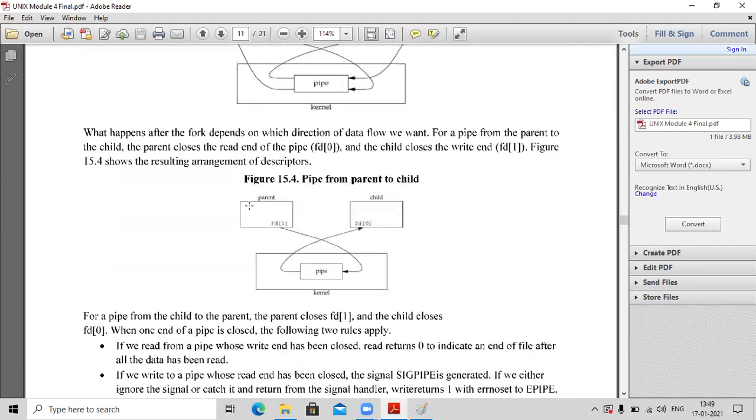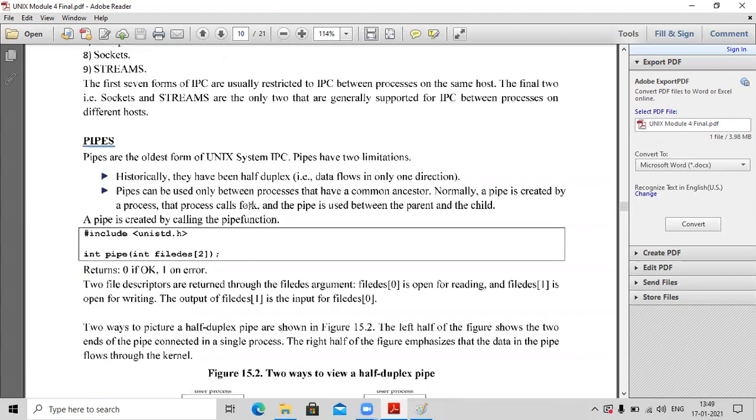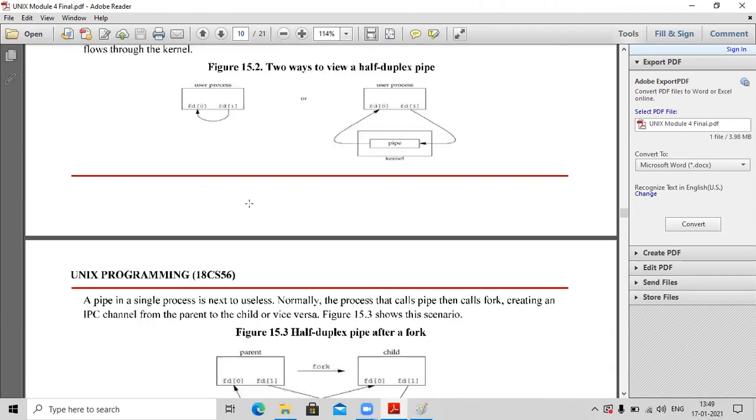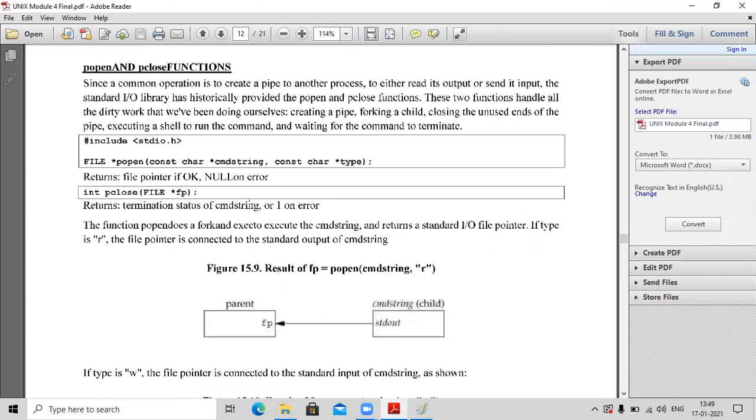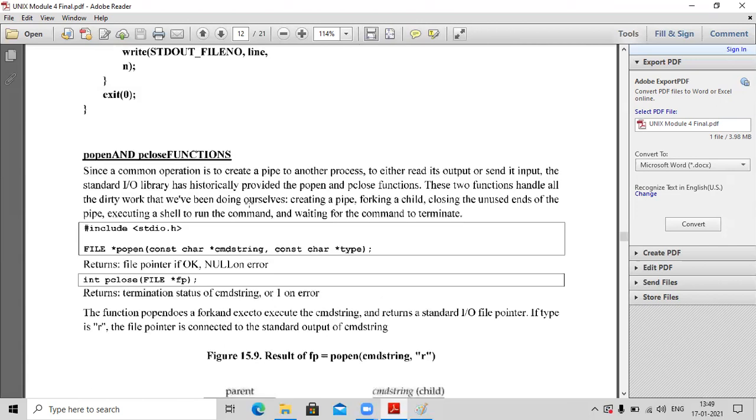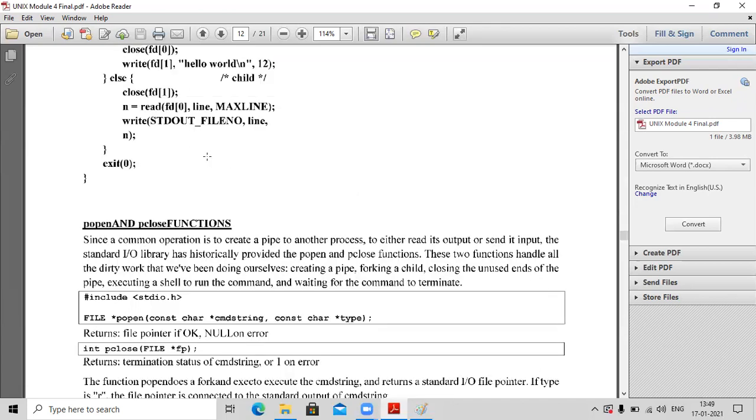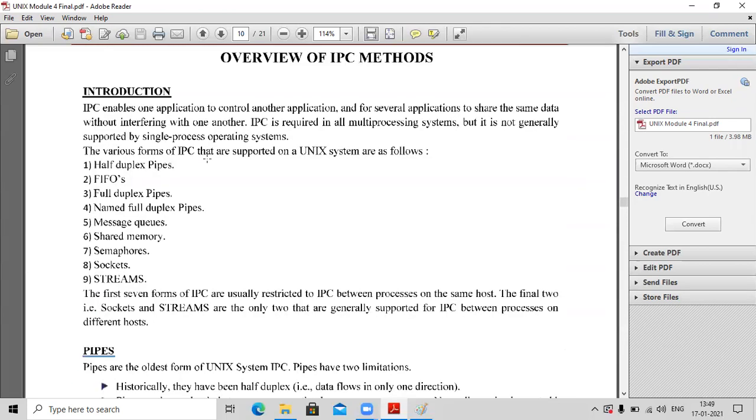So this is with respect to pipe. In our next presentation session, we shall try to cover two important functions with respect to pipe. Those are called popen and pclose. Those we are going to cover in our next presentation session.